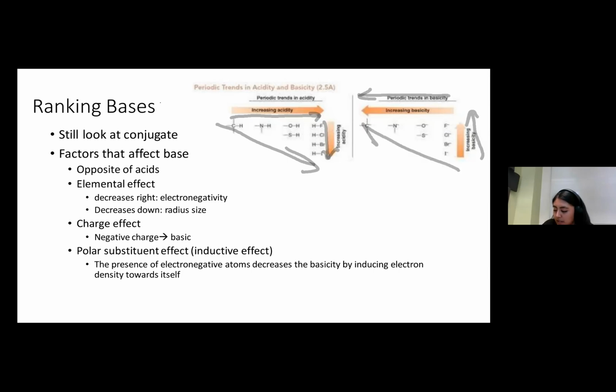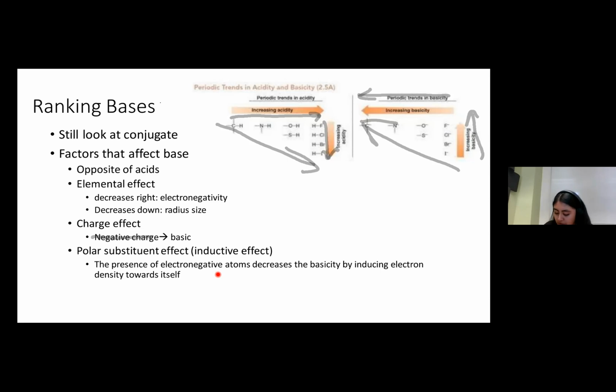So in other words, like this. It's just going to be the exact opposite of acids. And for the charge effect, we talked about how less charge is better. That also applies here. And again, usually negatively charged molecules are usually basic. And when we're talking about the polar effect, the presence of electronegative atoms actually decreases basicity, the opposite effect. In the other one, it increased acidity. In this case, it decreases basicity.